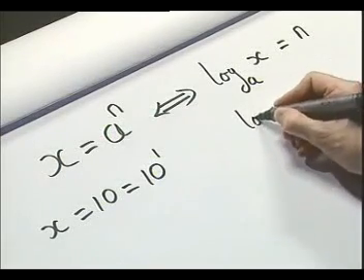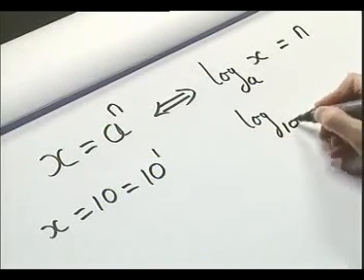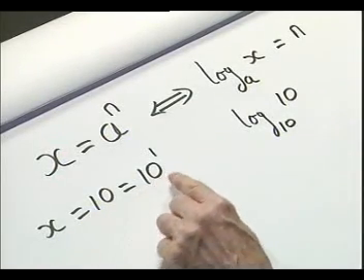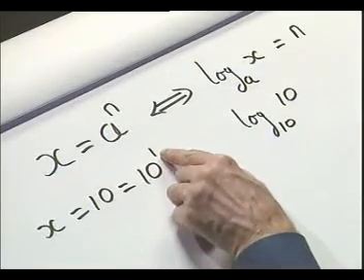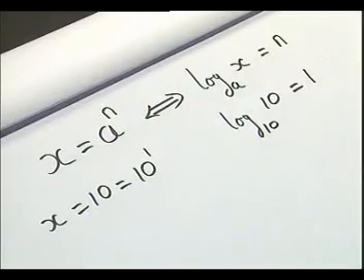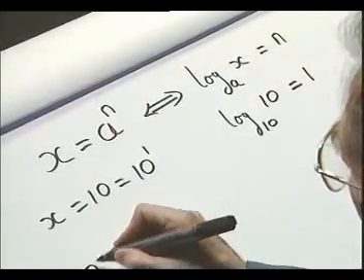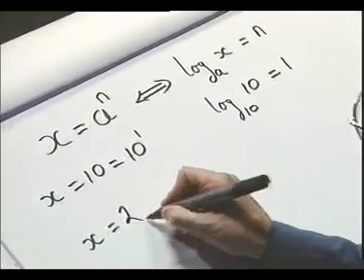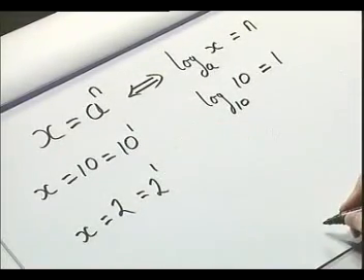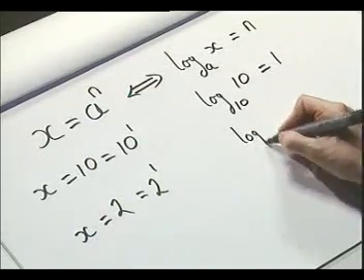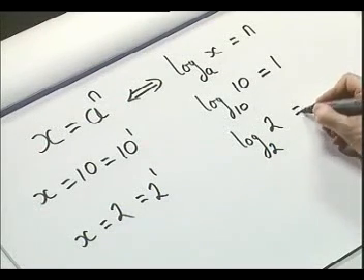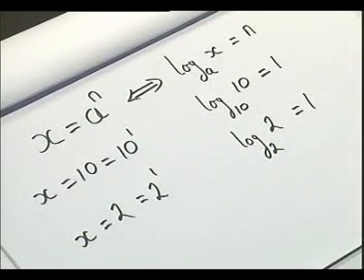So if I now take the log to base 10 of 10, then because 10 can be written as 10 to the power 1, its logarithm to the base 10 must be 1. Similarly, if I had x equal to 2, then 2 is just 2 to the power 1. And so if I take the log to base 2 of 2, again, that's just 1.